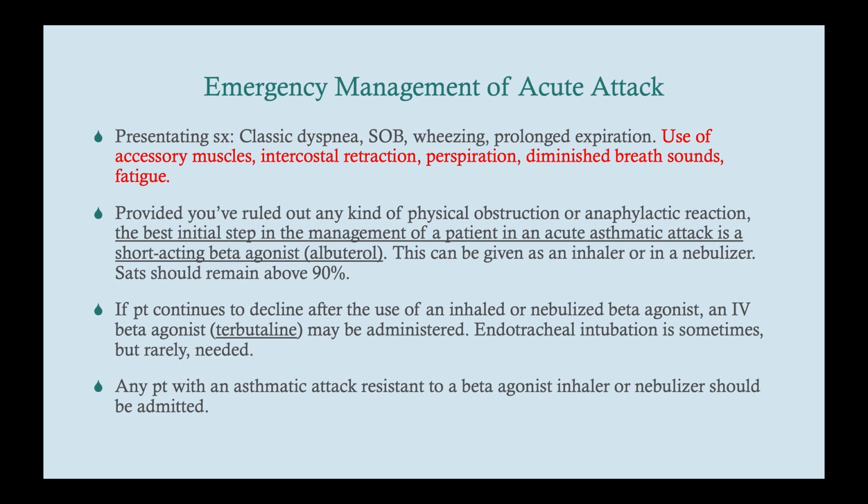And then any patient who comes into the hospital with an asthmatic attack, who's had respiratory distress, who needed a beta agonist inhaler or nebulizer, should be admitted for overnight observation. And then one other thing, if the patient continues to decline despite the nebulizer, you can give an IV beta agonist, something like terbutaline. And rarely endotracheal intubation may be necessary.